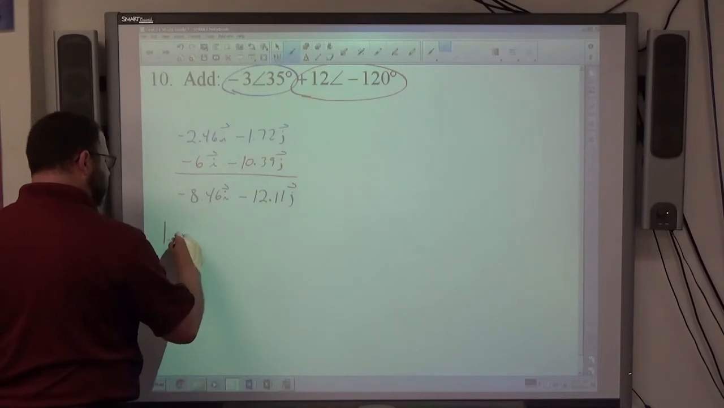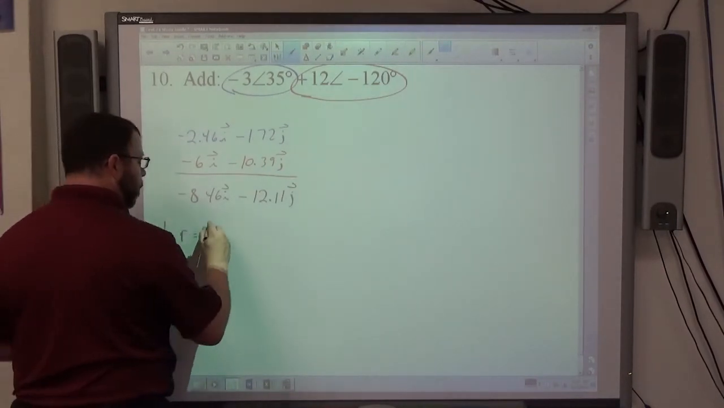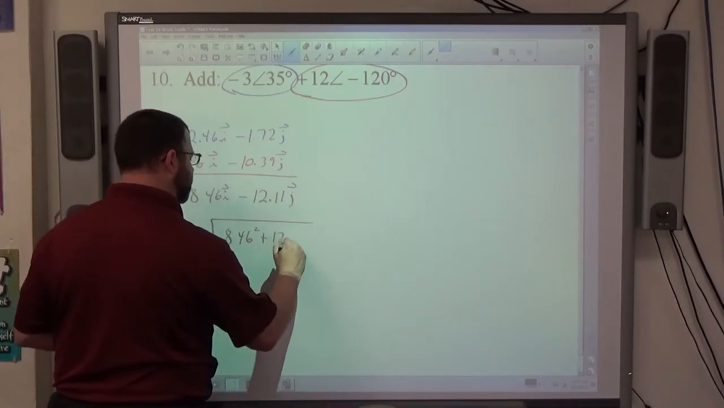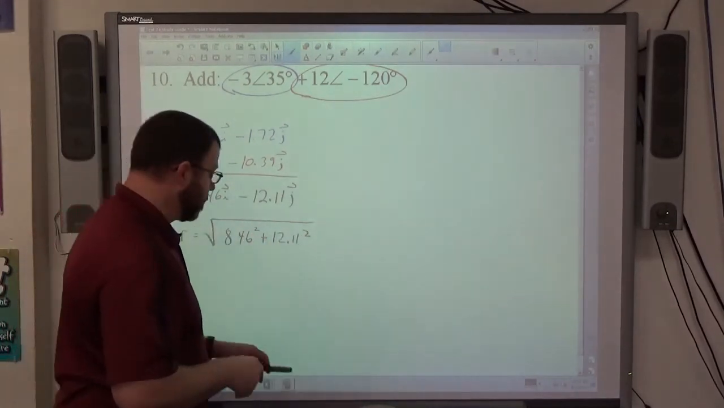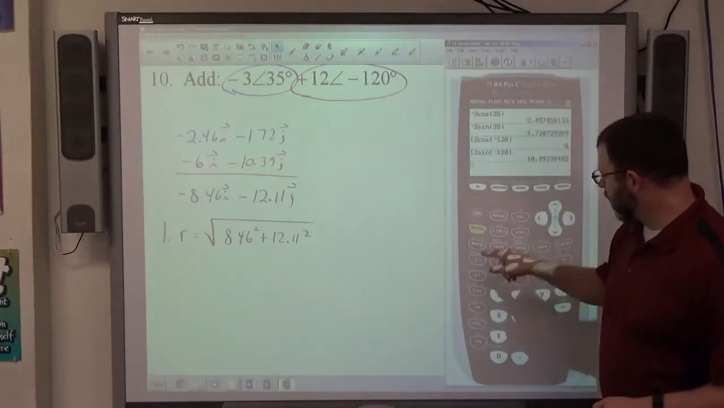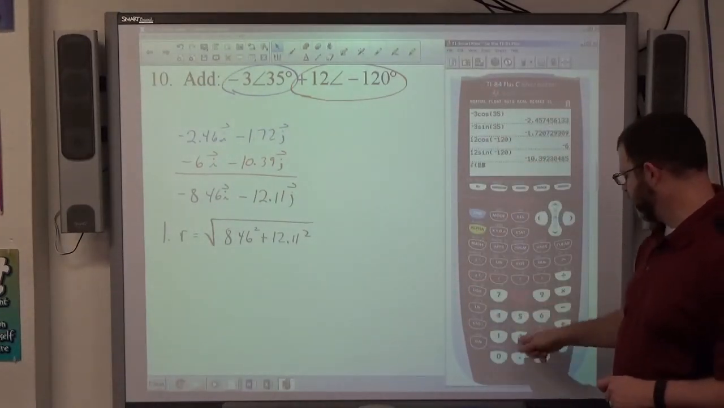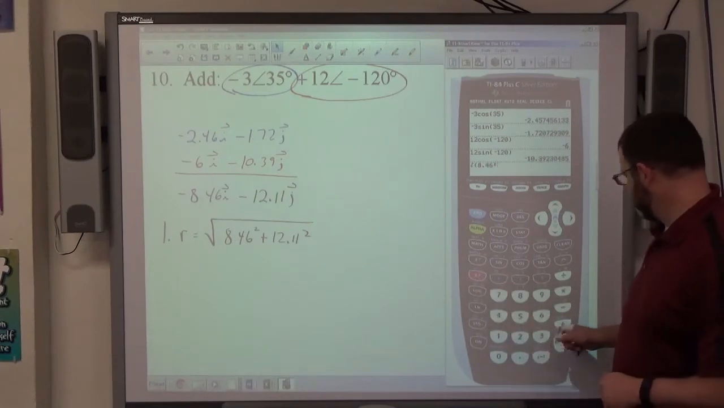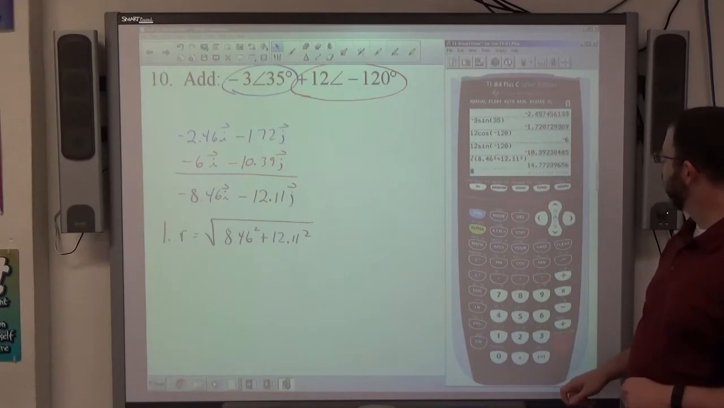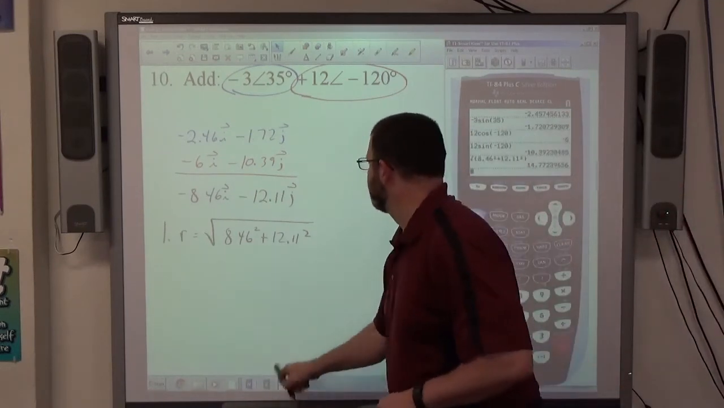Then we need to find the polar form. We've got to go back to polar form. R equals the square root of the two numbers squared and added together. When I'm squaring, I get positives anyway, so don't write minus signs in this step. So I type in square root of 8.46 squared plus 12.11 squared. I get 14.77.